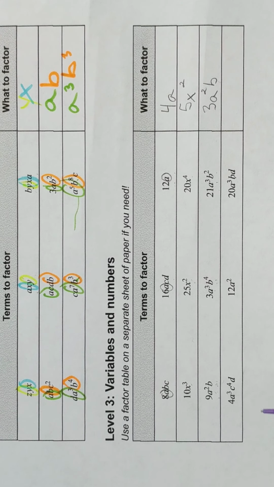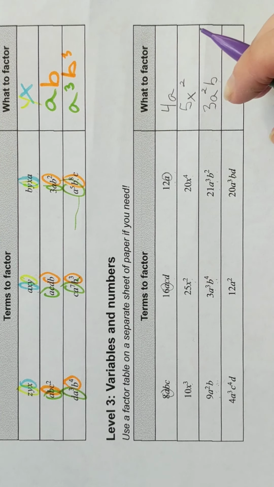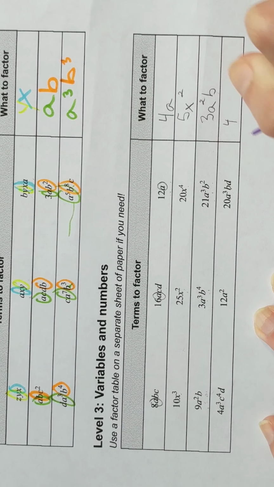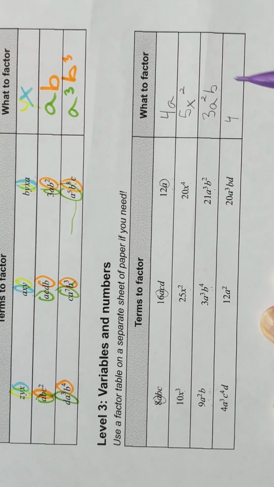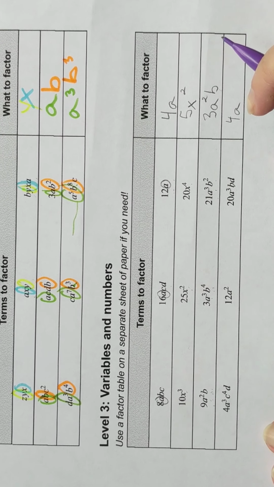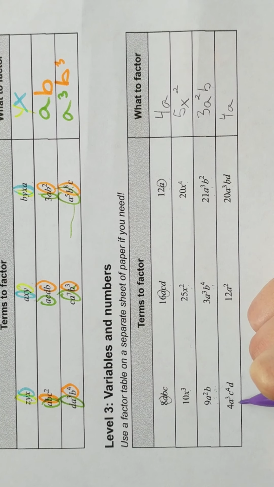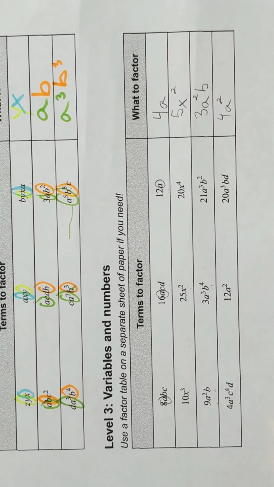Finally, let's look here. I have 4a to the power of 3, c to the power of 4, d. I also have 12a squared and 20a to the power of 3, b, d. First, I need to think about the numbers. 4, 12, 20. What can I take out from there? Well, I can take out a 4. There's also an a in every term. And now I need to figure out how many a's I can take. I have 3 a's, 2 a's, and 3 a's. I can take at least 2 a's from every single group.